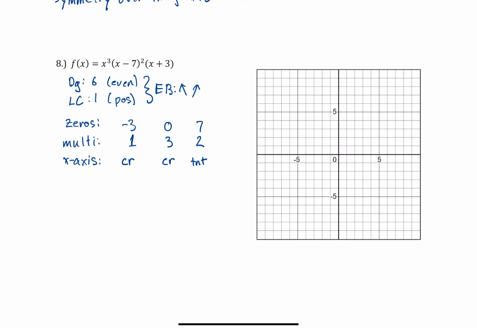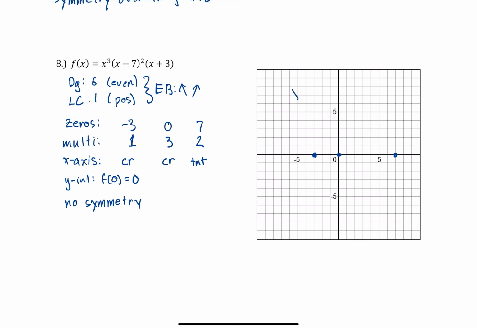Zooming back out, let's finish this problem. The y-intercept is f of 0 will be 0 because of that 0 cubed in front. And there's no symmetry here. If you were to FOIL all of that out, you could even see that in the zeros, that they're kind of all over the place. So -3, 0, and 7.